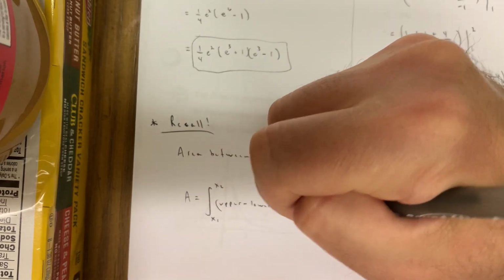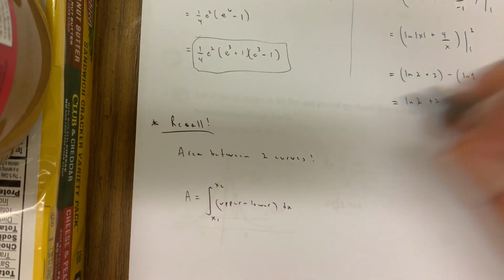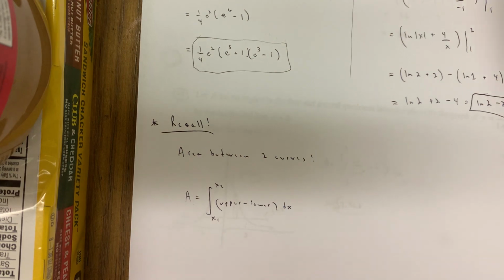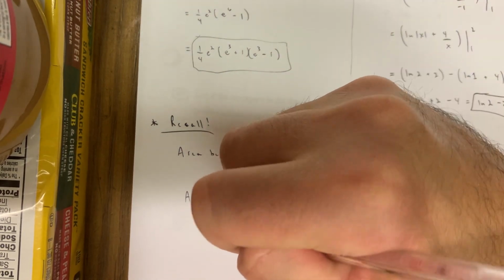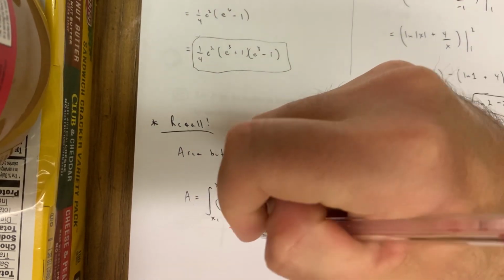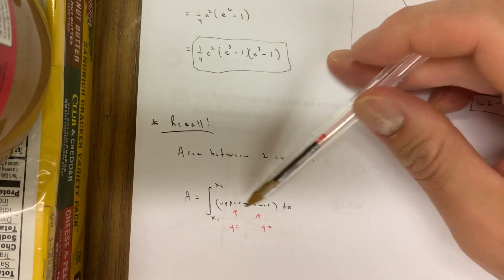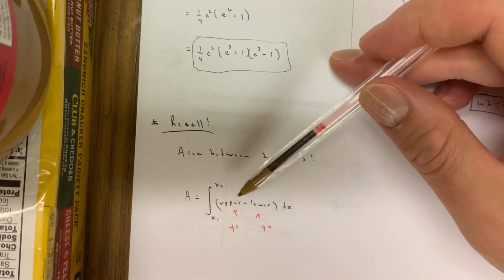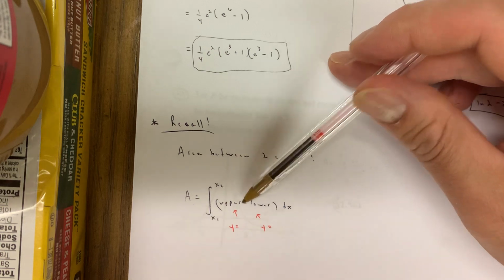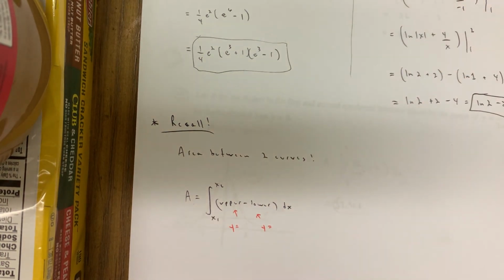And we're going to integrate with respect to x, which means we want whatever y is equal to for upper and for lower. So if y equals x squared and y equals x, you'd have x squared minus x, or actually x minus x squared, because usually you'd have the x being more upper than the x squared.